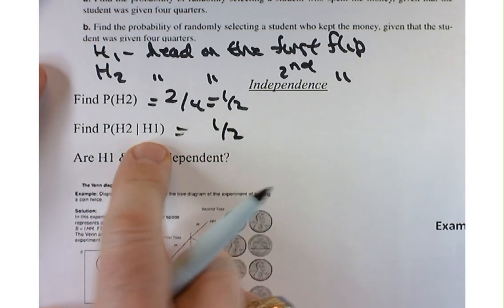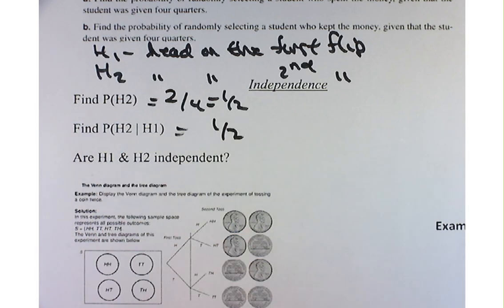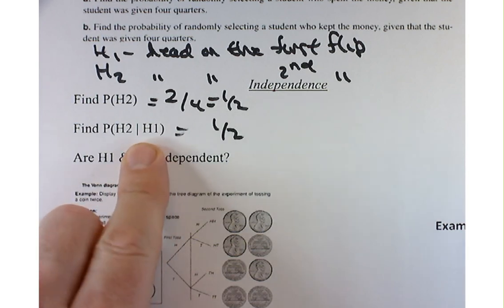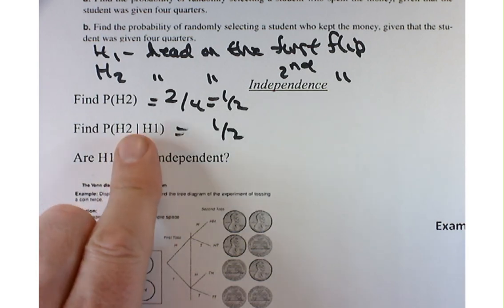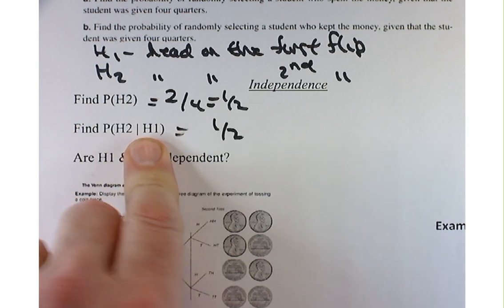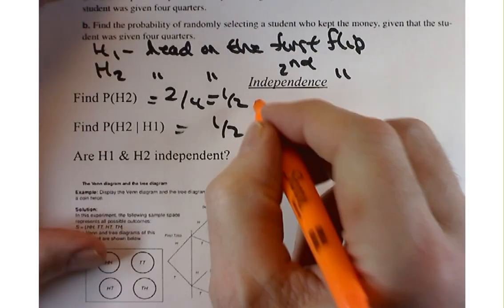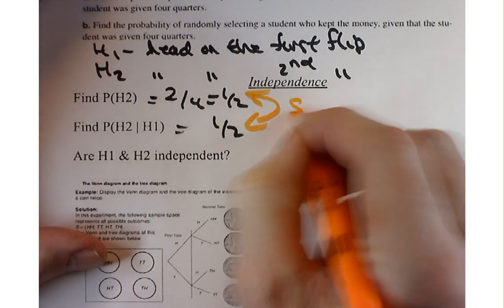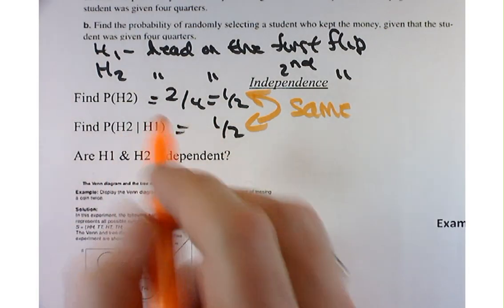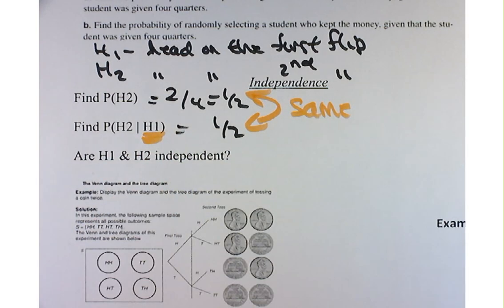Now that thing that I just did for you, I said, psst, hey, you got a head on the first flip? You would read this as the probability of a head on the second flip given the event that the first flip was a head. So you're telling somebody some information. But the big thing to notice is that these two things are the same. Did knowing that you got a head on the first flip affect the probability of a head on the second flip? No, it didn't. And that's why these events are independent.